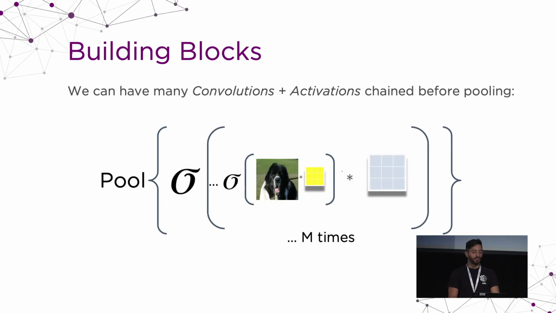What becomes your responsibility while you're building these architectures is to decide how you're going to piece these together. You can have as many convolutions and activations chained together before you do your pooling. So here, for example, you can decide to do a convolution, a nonlinear activation, another convolution, another nonlinear activation, as many times as you want before you then do the pooling. And you can also decide the depth, so you can decide how many kernels you want at each step. And this is going to change the type of architecture that you have.